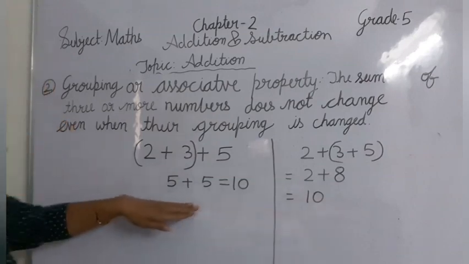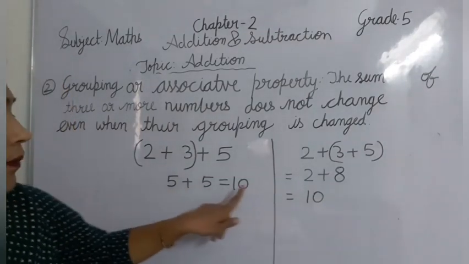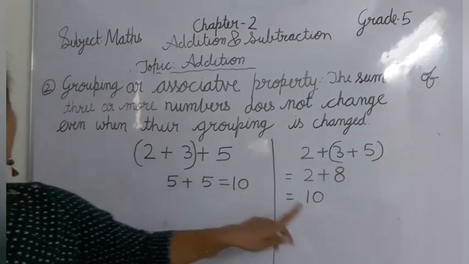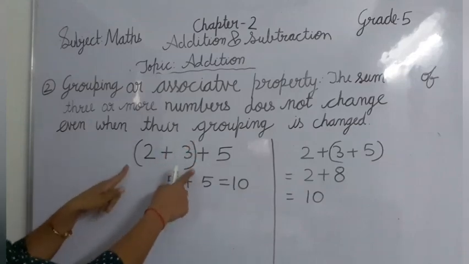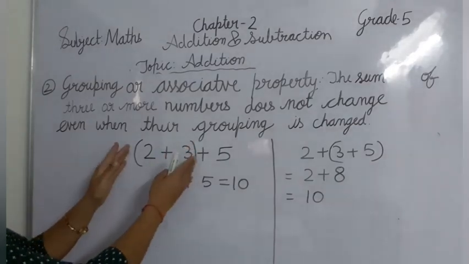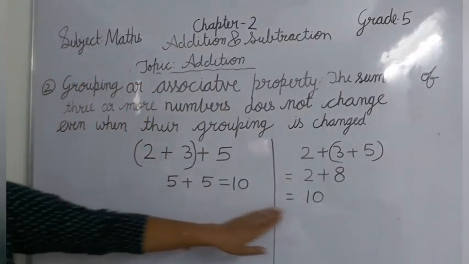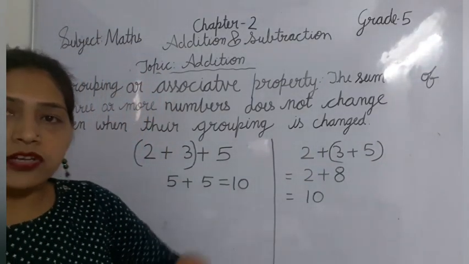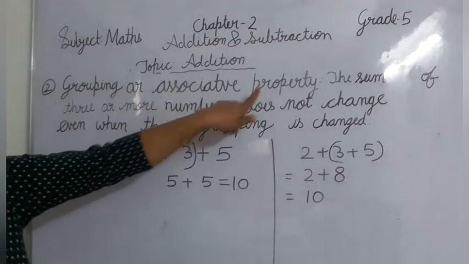So what you are seeing here is that the answer is not changing. Yes, the sum remains the same even when we change their group. I am making the group of 2 and 3 here. Here I am making the group of 3 and 5. But the answer remains the same. The answer will not change. So that is called the grouping or associative property.